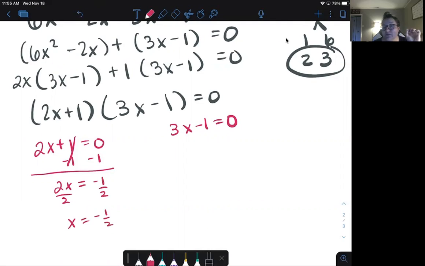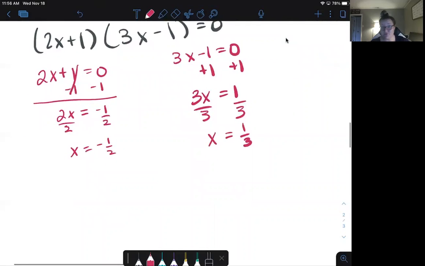I want you to leave these answers as fractions. Leave them as fractions. Fractions are okay. We're not scared of fractions in Algebra 2. Go ahead and solve for x in the second one. So I added 1 to both sides. I divided by 3. I got x equals 1/3.